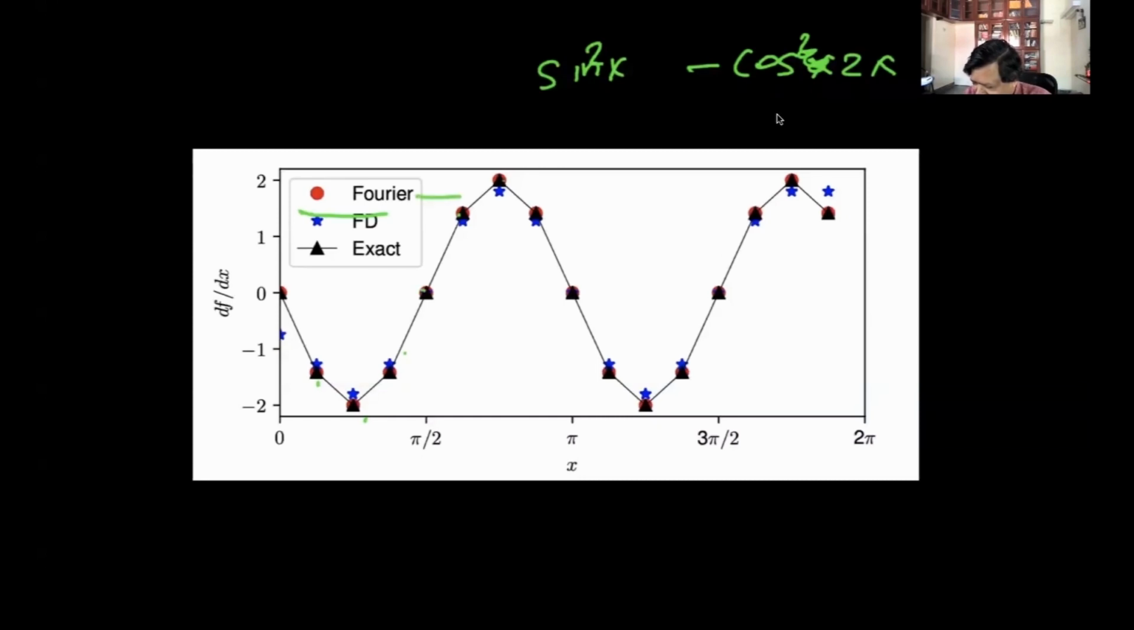This Fourier is red. With finite difference, there are errors. You can see that this is not exactly sitting on top, and here they're not sitting on top, and there are larger errors at the endpoints. This is because I'm using the Python gradient function. Gradients are not accurate at the ends. So this illustrates that Fourier is very good for computing derivatives.